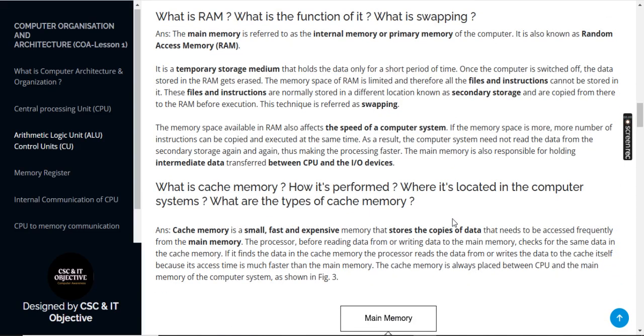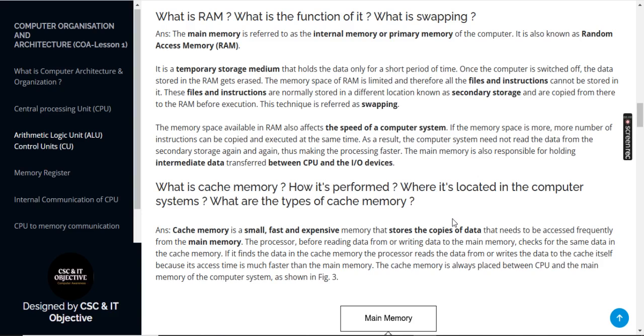What is RAM? What is the function of it? What is swapping? The main memory is referred to as the internal memory or primary memory of the computer. It is also known as random access memory or RAM.